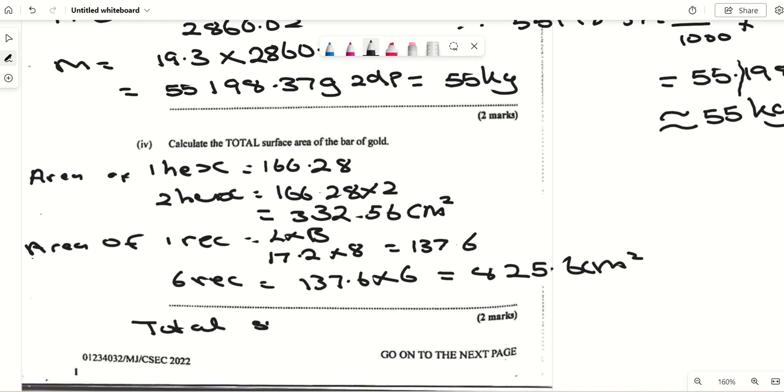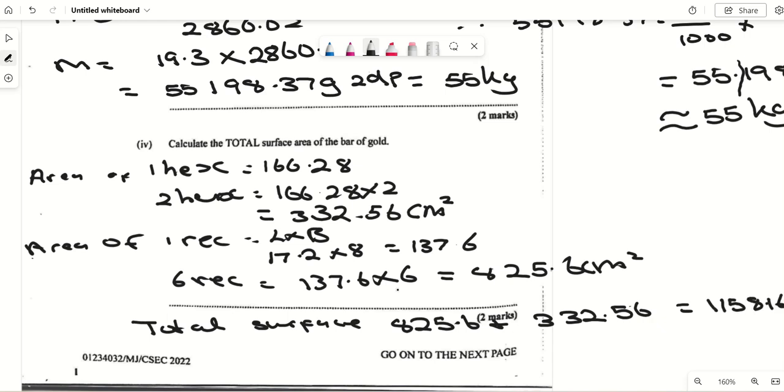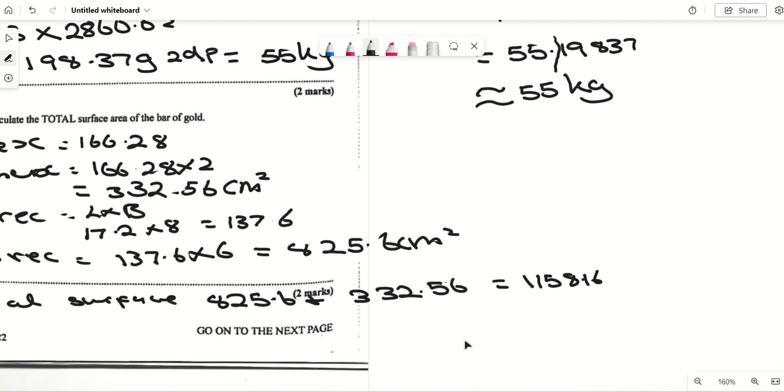So my total surface area, because that's what they're asking for, which is your 6 rectangular faces as well as your two hexagonal faces, would be 825.6 plus 332.56, which is 1158.16 centimeters squared, and that would be your answer for your total surface area of the gold bar.